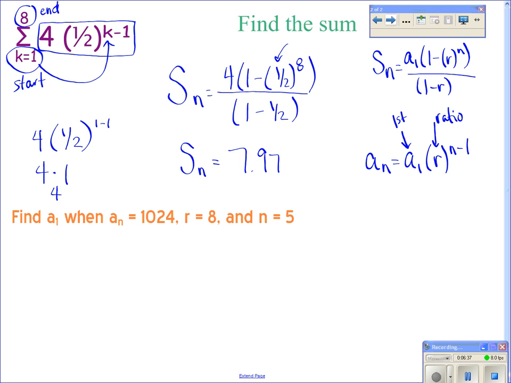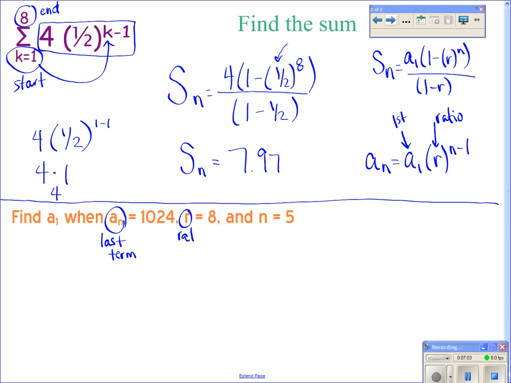All right, this is a review from yesterday. This isn't a sum problem. We're just trying to find a1. So this is a little bit of a review. So remember, anytime you see this, we're talking about the last term. This is your common ratio. And this is the number of terms. And we're looking for the first term.